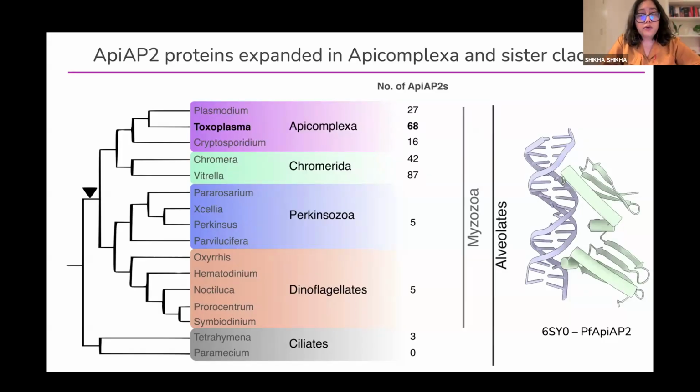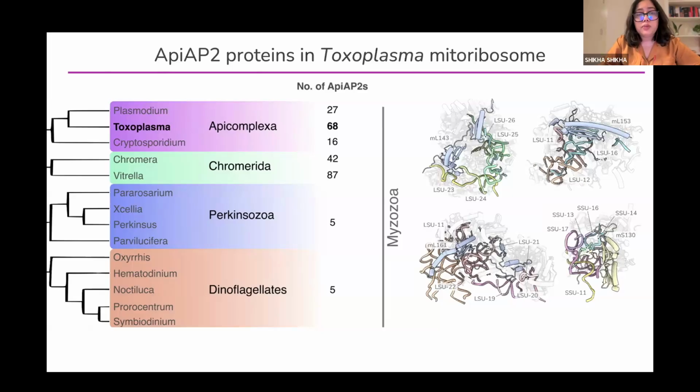We found that in our structure of the toxomitoribosome, there are 4 AP2 proteins that are part of the complex. So this is the first time that somebody has shown that the AP2 proteins are not just DNA binding, but also can be RNA binding and potentially involved in RNA regulation in these parasites. And these proteins are not just present in the mitoribosome, they seem to be involved in specific functions and compensating for the extreme RNA fragmentation and reduction in the complex.